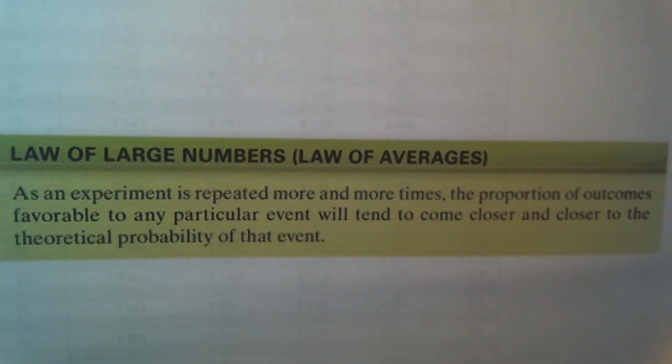Next, let's talk about the law of large numbers, or the law of averages. It says that as an experiment is repeated more and more times, the proportion of outcomes favorable to any particular event will tend to come closer and closer to the theoretical probability of that event. So if you think in terms of the tossing of the cup, if we had repeated that experiment maybe 1,000 or 10,000 times, then the numbers for when it lands on its side, on the bottom and on the top, would probably have changed a little bit, but not by much as we repeat the same experiment over and over again.